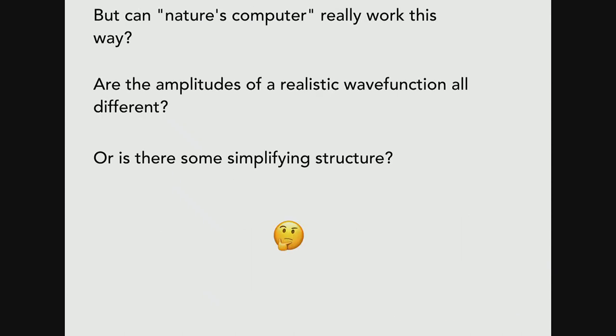Okay, but can nature even really be doing this? We say that's what the wave function is, but is that even really right? I don't remember the exact quote, but Walter Kohn tended to think that the idea of a wave function was almost a fictitious idea, right? Could this really be what nature is doing if it takes that much memory even to store the wave function? Are the amplitudes of a realistic wave function all completely independent numbers that you really have to store separately? Or is there some kind of simplifying structure going on that makes the wave function a feasible concept to work with and think about?